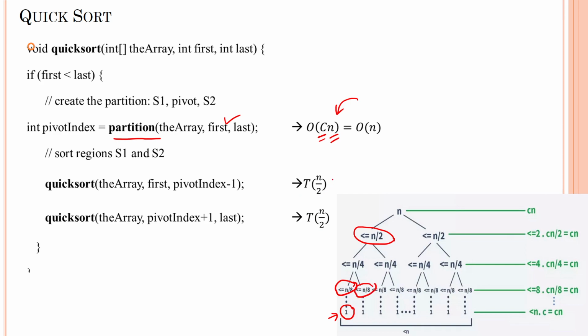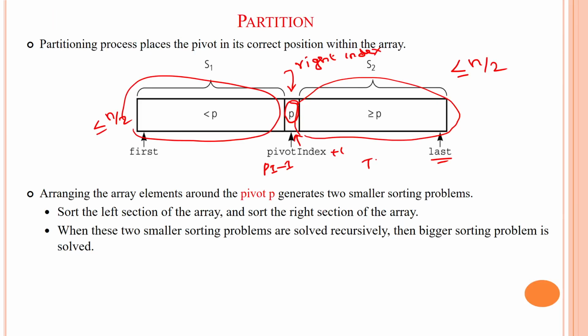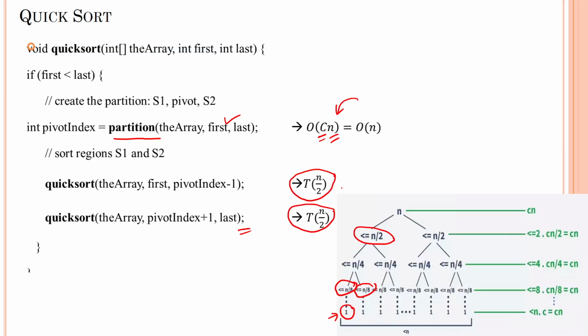For that, the left subpart will take T of n by 2 time, and the right partition will take T of n by 2 time. For example, this will take T of n by 2 time, and this partition also will take T of n by 2 time. Then when you are dividing this, it will take T of n by 4 time, and this will take T of n by 4 time. So it will keep going until T of 1. Based upon that, we are saying 2 times T of n by 2 for considering the two partitions of the subarray. Now the if condition will also take some constant amount of time.